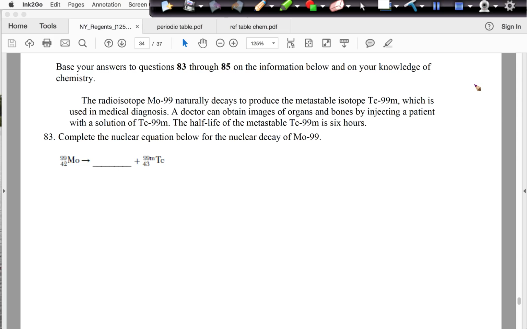For 83, it says complete the equation for the nuclear decay of Mo-99. Remember when we do these that the arrow acts like an equal sign, so we're going to do 99 equals x plus 99. This top number over here will be whatever adds to the number that's already here to get the top sum on the other side, and that's going to be a 0. 42 equals x plus 43. That's going to be a -1. 43 minus 1 is 42.